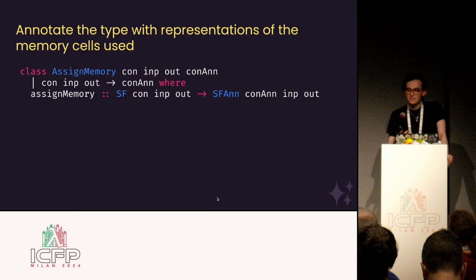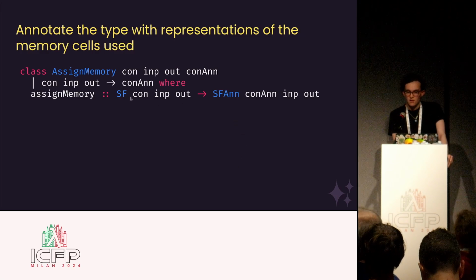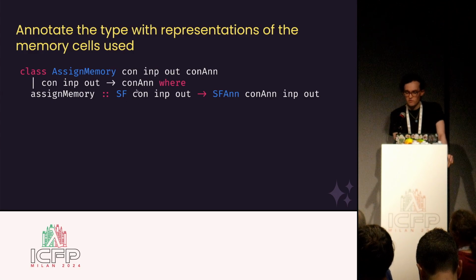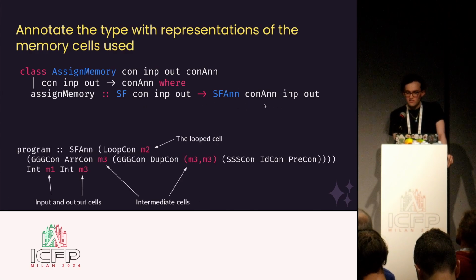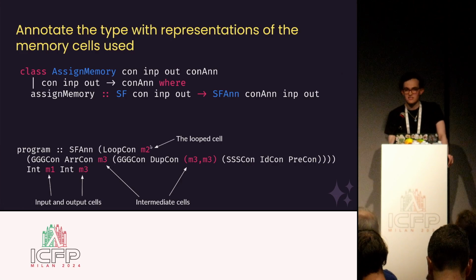Then we're going to annotate the type of the signal function with the memory cells used. So we have this assigned memory type class that, given some SF with type level structure given by this con and input and output type, we're going to get an annotated version of con. This will look something like this. Don't worry too much about the details. The key thing is we have all of these memory cell representations now here in the type of the program.